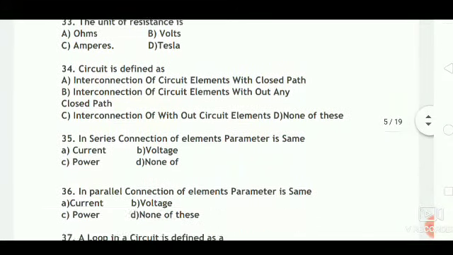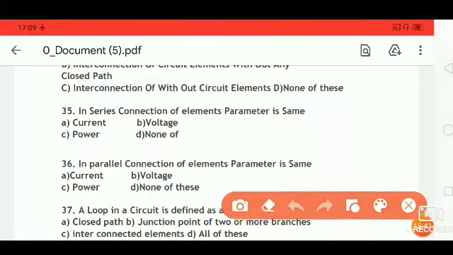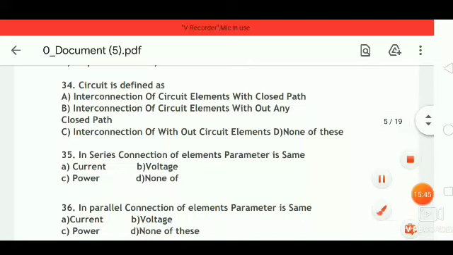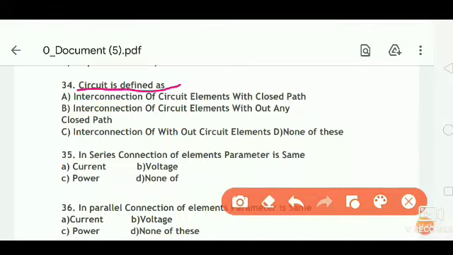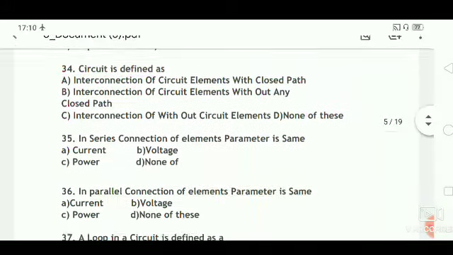The next question: a circuit is defined as which of the following? Option A, the interconnection of circuit elements through a closed path. The others are the internal circuit of the current element, the internal current circuit without element through the closed path, and none of these. A circuit means an interconnection of circuit elements in a closed path. So option A is the right answer.